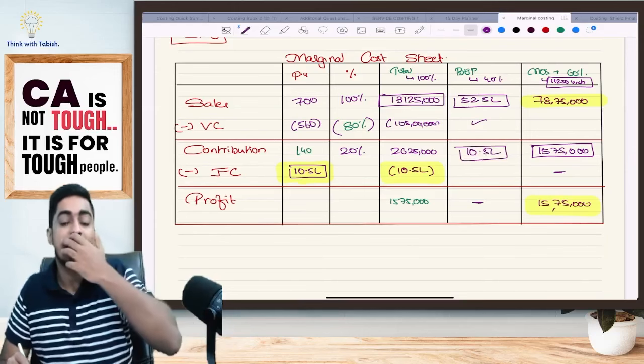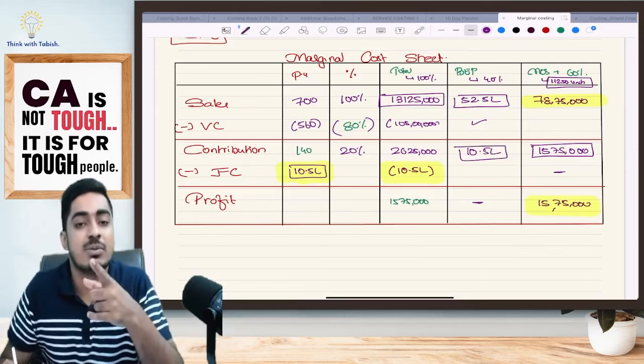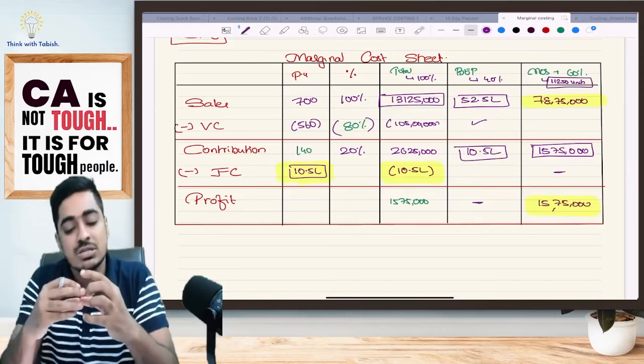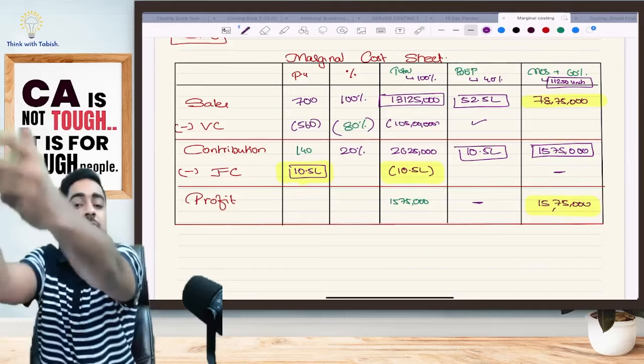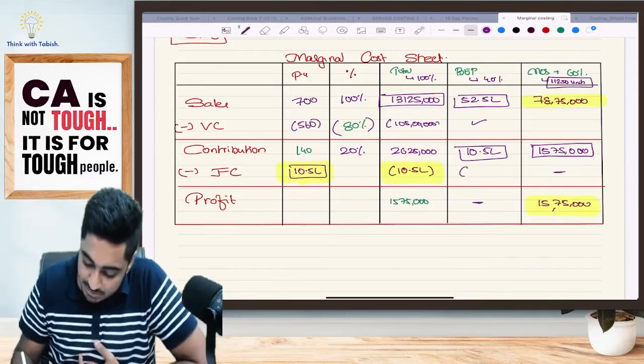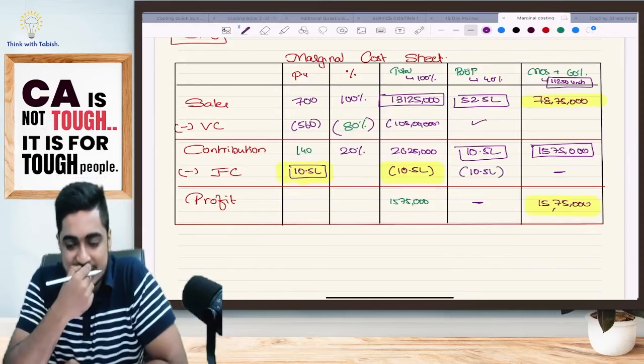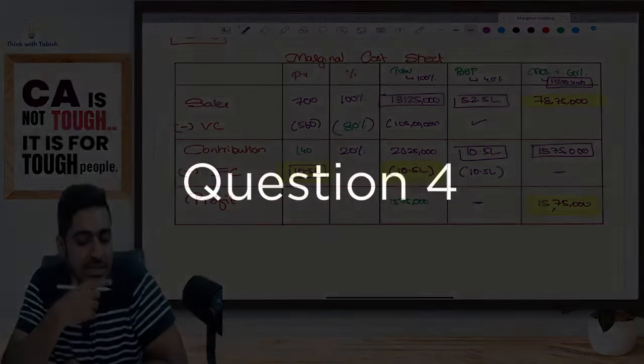Now tell me one thing. In BEP, will I be having profit? No, sir. That means in my BEP sale, I got 10,50,000 contribution. That means this full 10,50,000, what will happen? It will become my fixed cost. Yes or no? Is this clear?